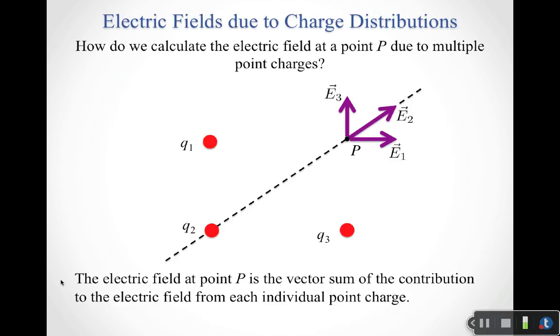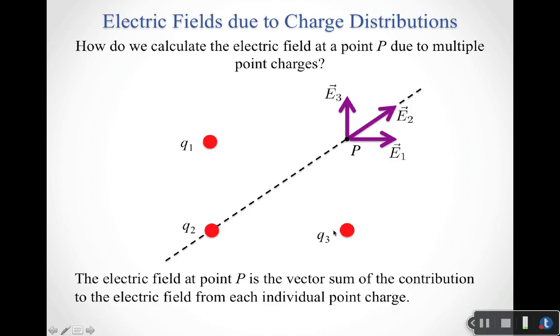So what we're going to do is extend what we've talked about in terms of calculating the electric field due to a set of point charges into how we can talk about calculating the electric field due to a continuous distribution of charge.